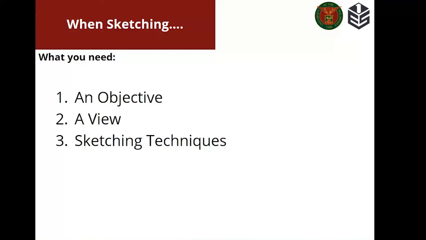So, in sketching, we will have 3 parts in our discussion. First is we need to have an objective. This defines what we will be sketching. Dito rin malalaman kung ano ba yung goal natin for the sketching. And next is kailangan natin ng view, at ano yung gagamitin nating view for ES1. And ano yung mga pwedeng sketching techniques para sa discussion natin. And para paggagamit na kayo or gagawa na kayo ng plate.